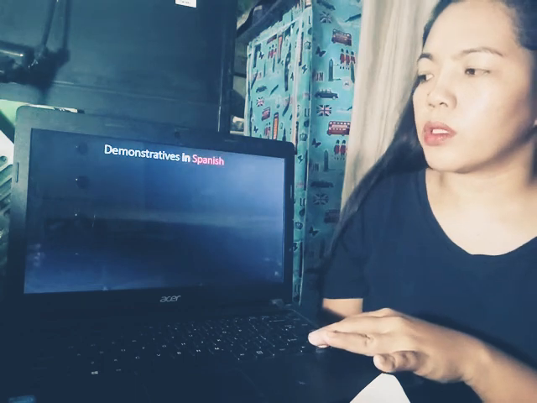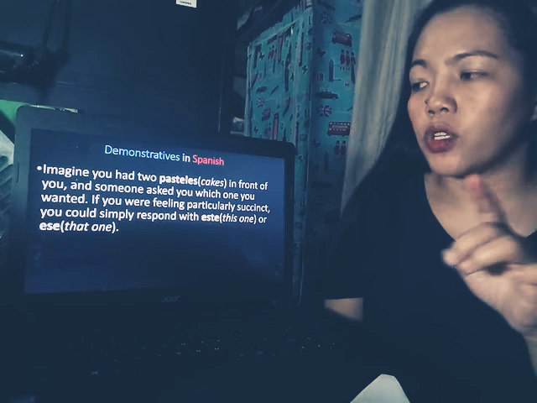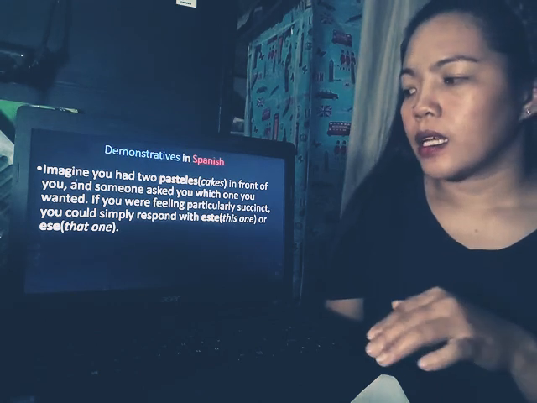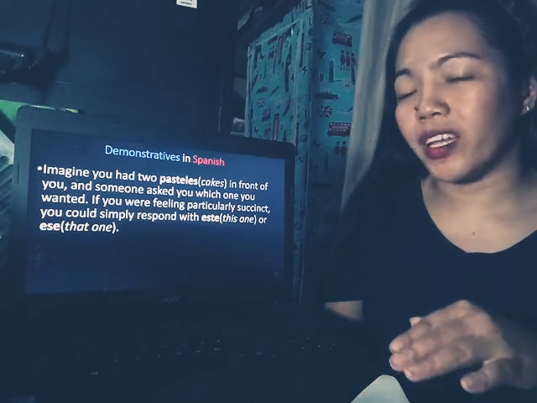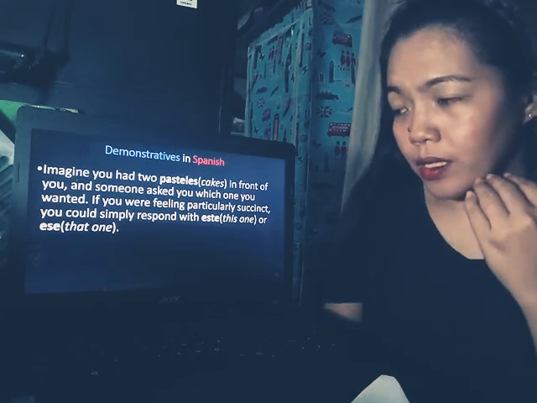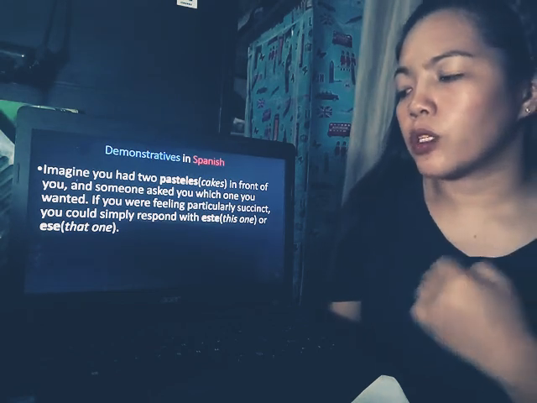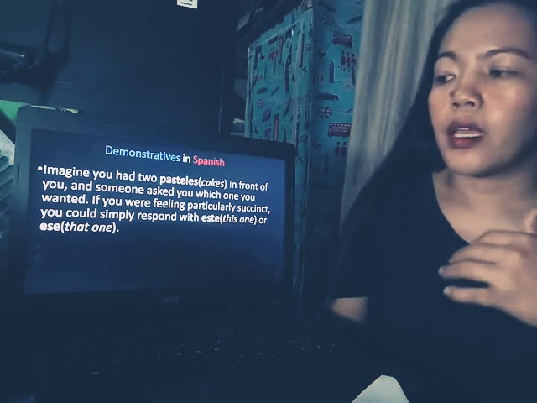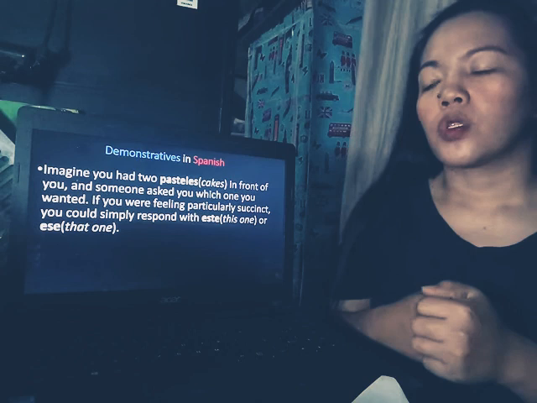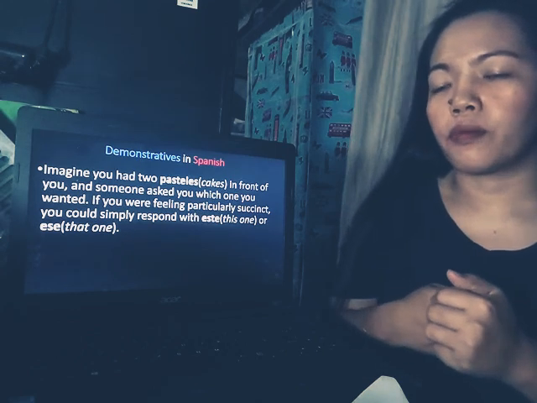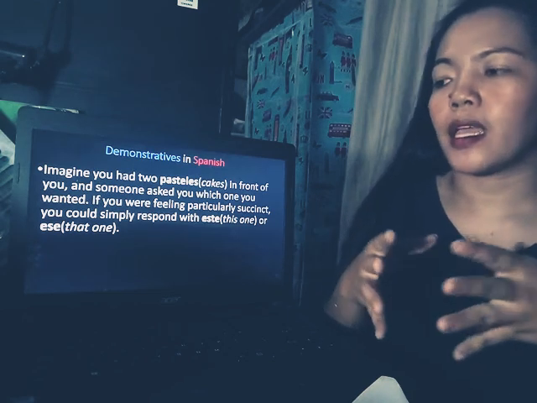For example, imagine you have two pasteles, or cakes, in front of you and someone asks you which one you want. If you were feeling particularly succinct, you could simply respond este, this one, or ese, that one. If you don't like to answer with longer words, in Spanish you can use simple words such as este or ese.